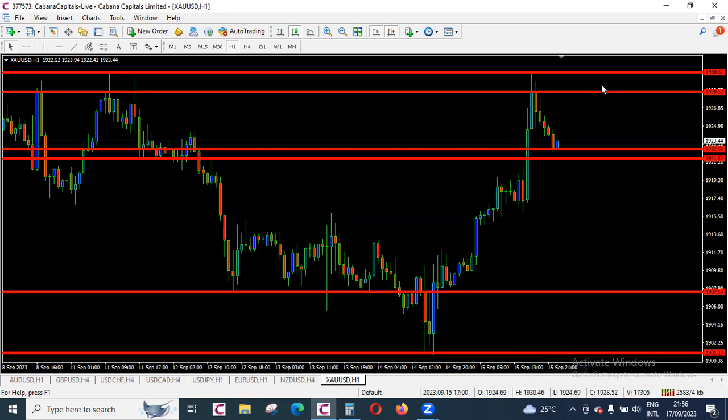So I expect to see a bearish reversal candlestick form at this zone. But if there's a breakout from the zone, if a 4-hour candle closes above this zone, then we could see gold continue with its bullish move. I hope that is clear.